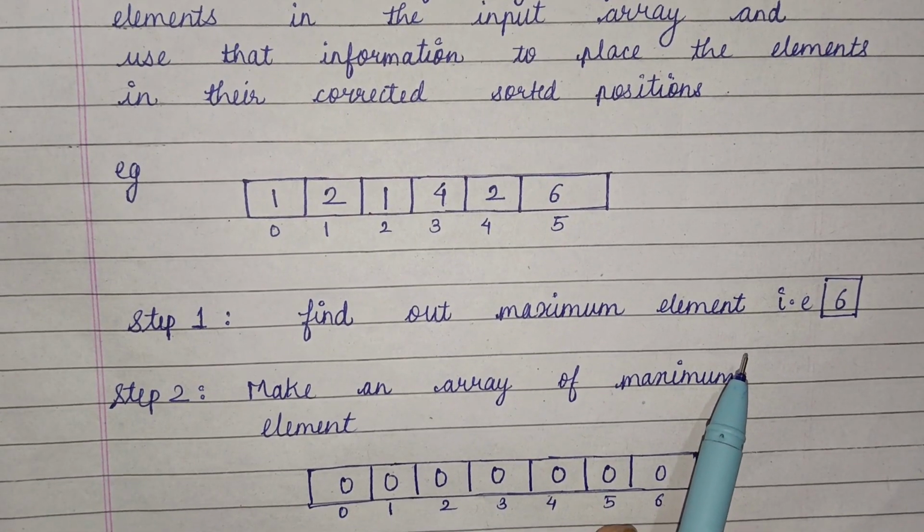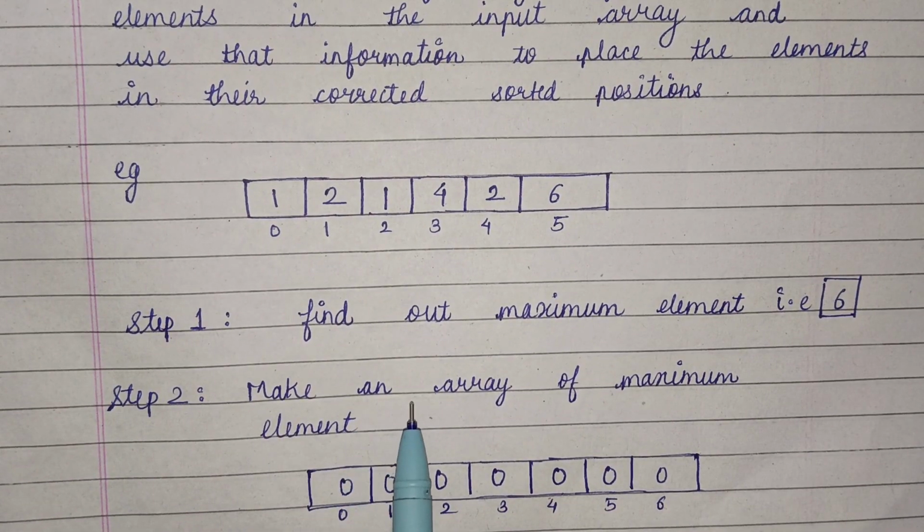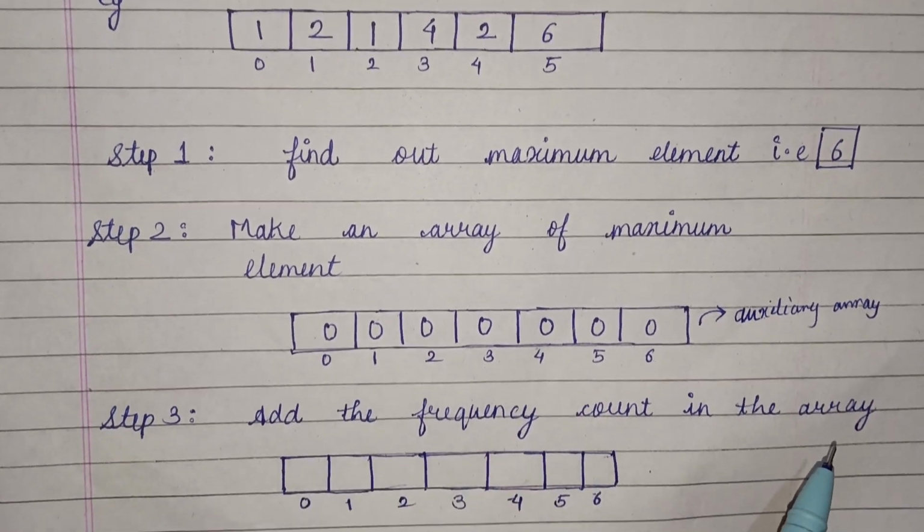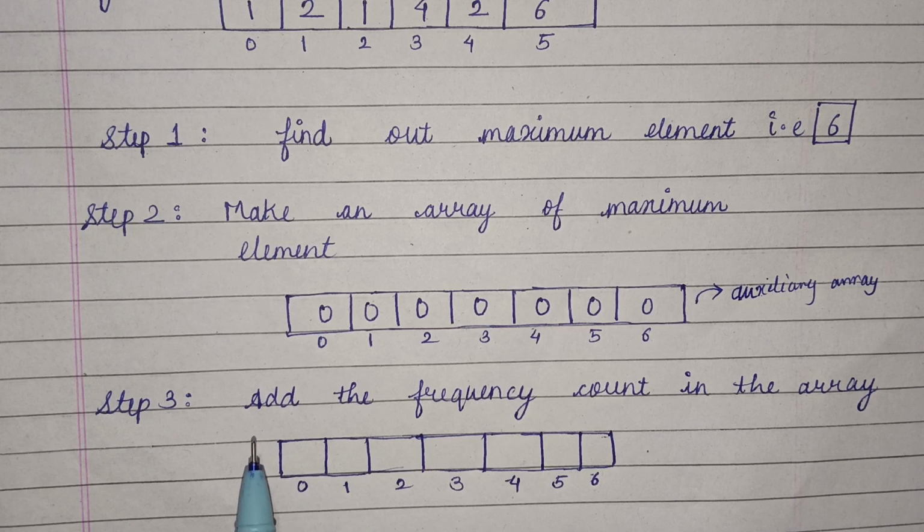The next step is to make an array based on the maximum element. So we have to make an auxiliary array of size 6. Initially the array will be initialized with zeros. Next, we have to add the frequency count in the auxiliary array.